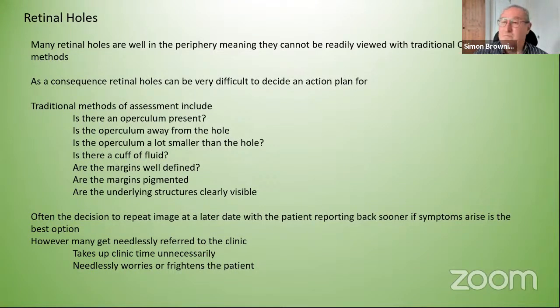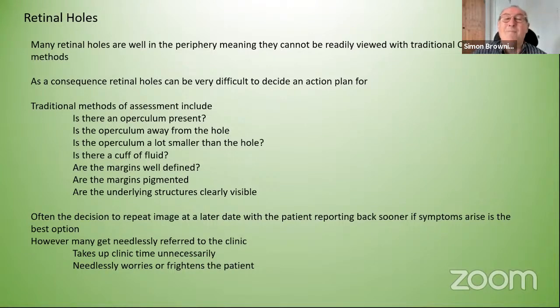So retinal holes, they're so often difficult to sort out. Traditional methods of assessment: is there an operculum present? Is the operculum away from the hole? Is it smaller than the hole? Is there a cuff of fluid? Are the margins well defined? Are the margins pigmented? Are the underlying structures clearly visible? Often the decision is, oh, I don't know.